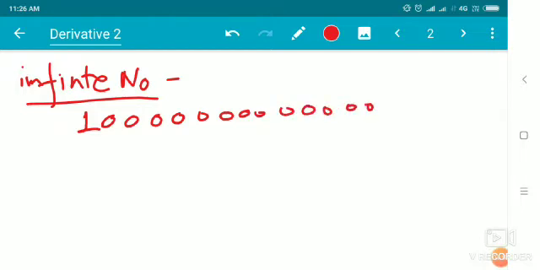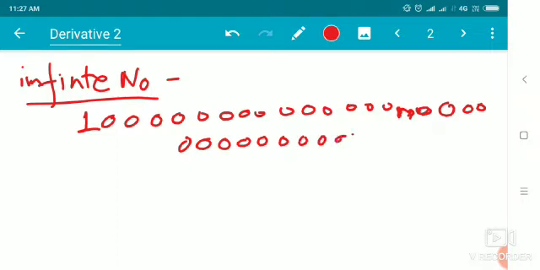Can we write greater than this? The answer is yes, we can write greater than this by adding zeros. We can add more zeros so that it becomes greater than the earlier one. So is it the greatest one? The answer is no, it is not the greatest one. Can we add more zeros? Yes, and it becomes greater than the previous one. So is it the greatest one? The answer is no. We can add more zeros so that it becomes greater than the previous one.